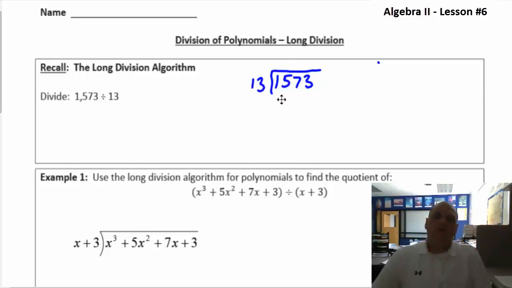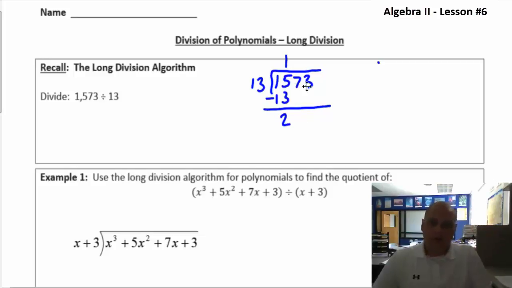Divided by 13. So the way this works, if you remember, you take the 13, which is called the divisor. How many times does 13 go into 1? Well, it goes in 0 times. So you'd put a 0 there. We don't need to put a 0 in front. So then you go to the next number. How many times does 13 go into 15? Once. So it'll be 1. 1 times 13 is 13. And that goes underneath the 15.